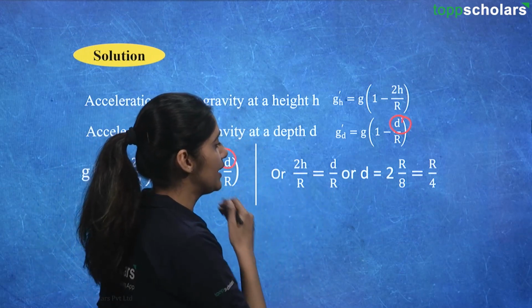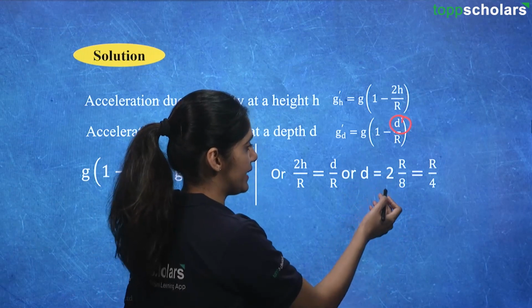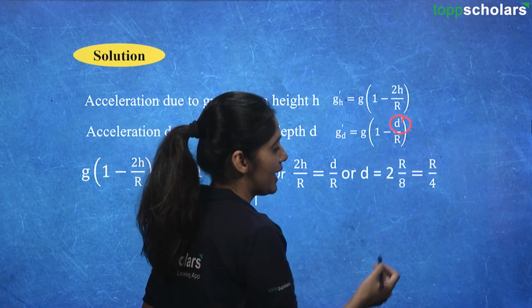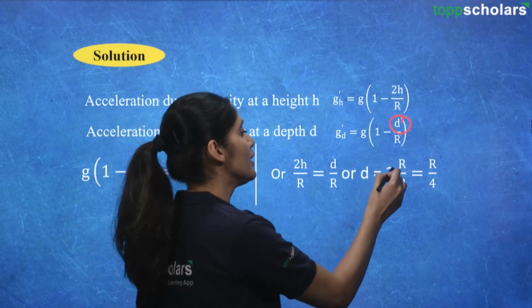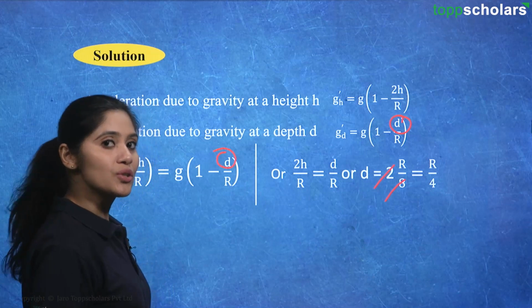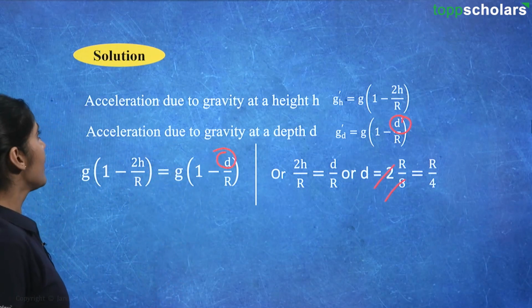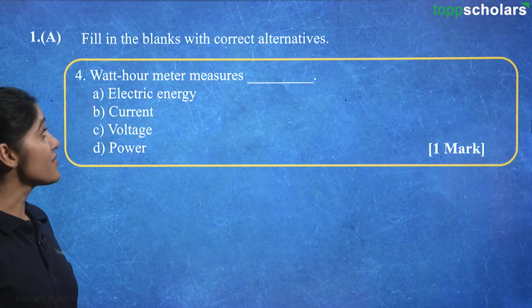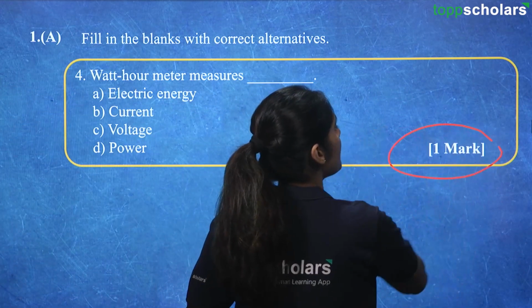Now, if we bring it to this side, then what will happen? d is equal to, we can write it like 2R by 8, which is equal to R by 4, right? So, this cancels. So, we can write it as R by 4. So, the correct alternative is R by 4, right? Fill in the blanks with correct alternatives and you can get 1 mark for this.